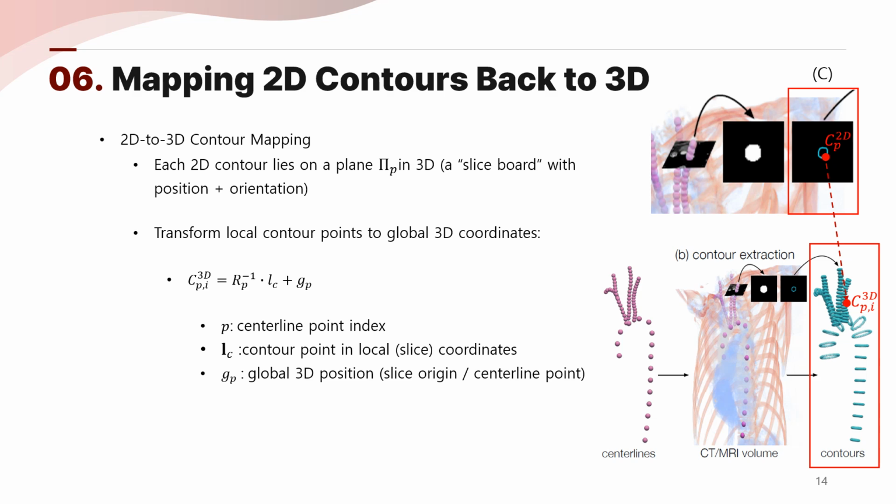After segmentation, the contour they obtain is still in the 2D coordinate system of the cross-sectional plane. Conceptually, that contour lives on a plane in 3D with a specific location and orientation. To place it back into global 3D space, they use the inverse rotation RP and the global origin GP of the slice. For each contour point I, they transform the local coordinate IC into global space using this function.